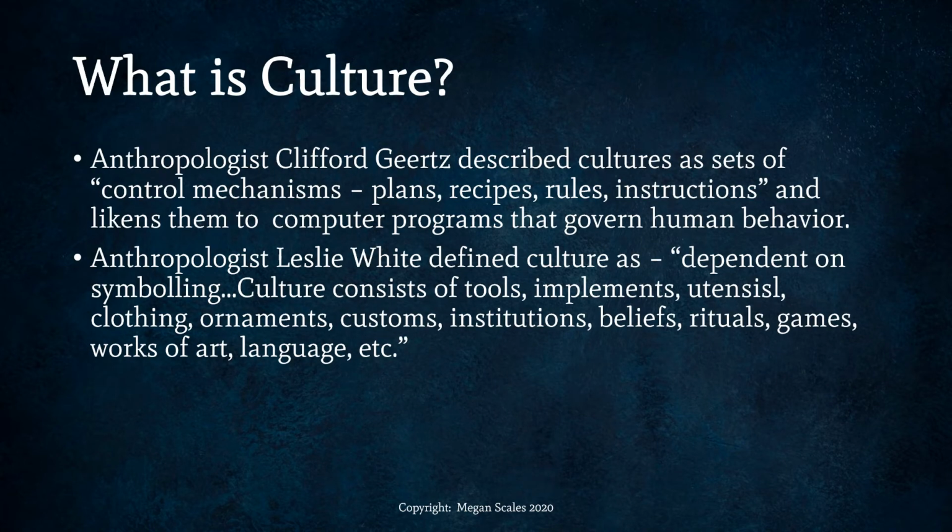Another anthropologist, Clifford Geertz, described cultures as sets of control mechanisms, like plans, recipes, rules, instructions, and likens them to computer programs that govern human behavior. One example of this could be how you behave at dinner time, if you're going on a date. We have sets of instructions that we follow usually when we're trying to behave ourselves in society. So Geertz's example of culture as instructions and rules, a dinner date, could be a good example of that.